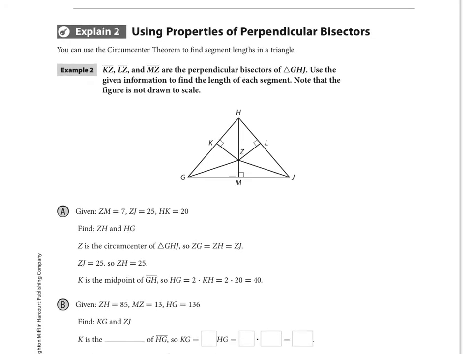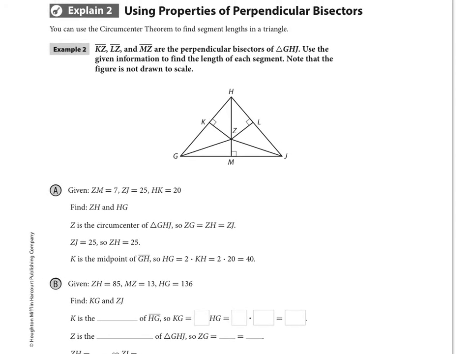So I'm here at Explain 2, and we're talking about using the circumcenter theorem that we just talked about on the previous page to find some missing segment lengths in a triangle. So it's really important to make sure that you are reading the information that is given to you in the problem. And so let's do that. KZ, LZ, and MZ, we're told, are the perpendicular bisectors of triangle GHJ. So these 3 segments here are on the big long lines that would cut through them, just like we saw in page 360's diagram there, next to example 1. It's just that they're only showing us the segment that connects to the sides, okay? So just note that the figure is not drawn to scale.